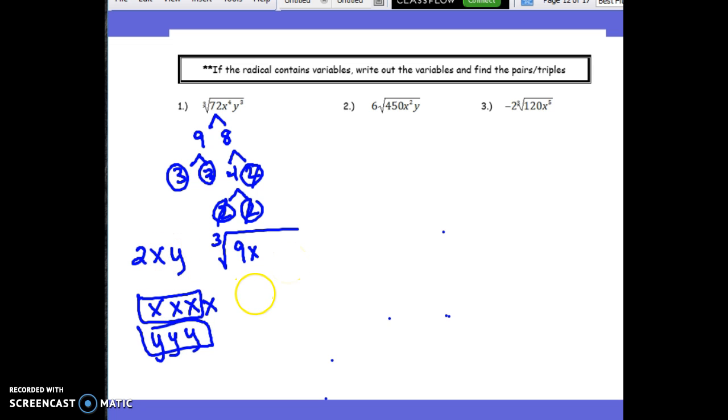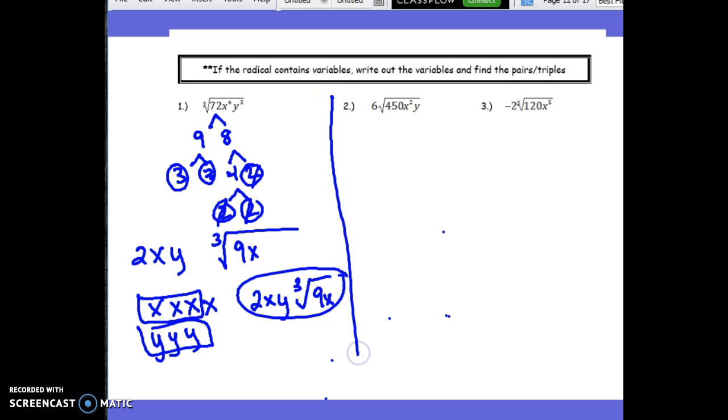So if we put it all together, it would look like this: 2xy times the cube root of 9x. And that would be in simplest radical form. If I look at the next example, this 6 on the outside means 6 times what's underneath the radicand after we simplify it. So just save this for later, because we're going to multiply that in later. We're just going to work with what's underneath the radicand right now, which is 450.